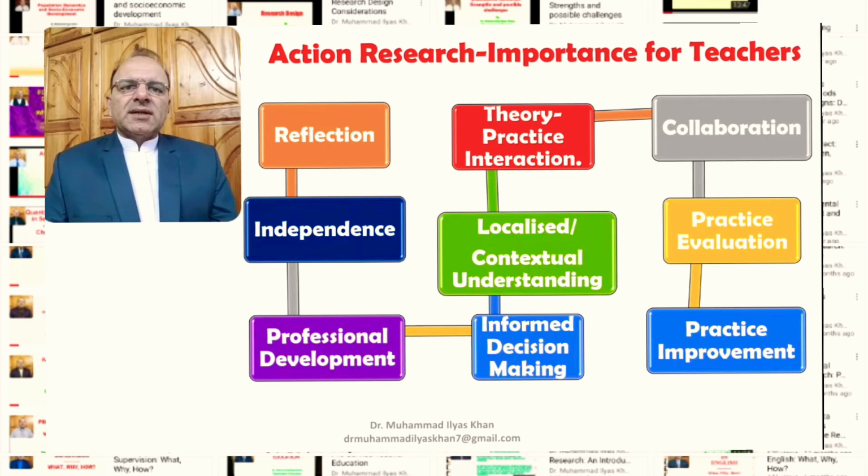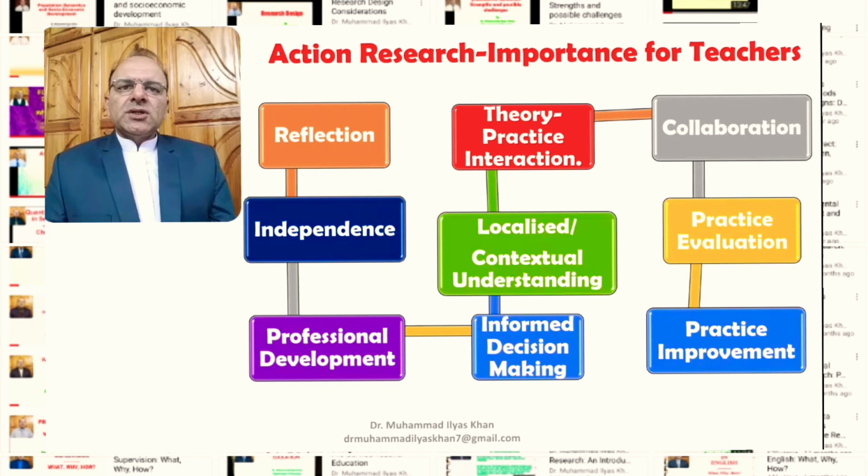The next thing is the localized or contextual understanding of issues and problems and situations. So what happens is that action research helps teachers in exploring their issues, their problems in a local, contextualized way, and so their understanding of their issues or the factors that impact their practices is more contextual and more localized. So we can say the knowledge that they get through action research is more real or related to their day-to-day practices. And so this is how action research is helpful for teachers.